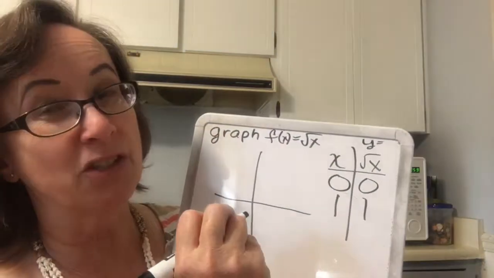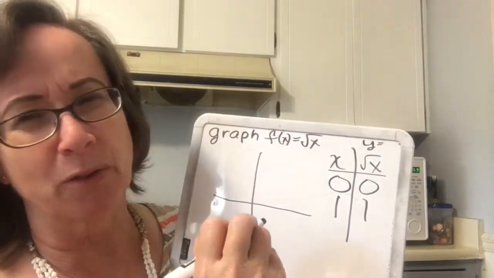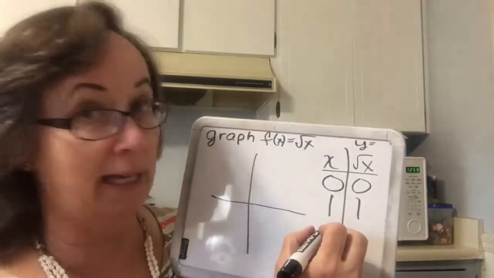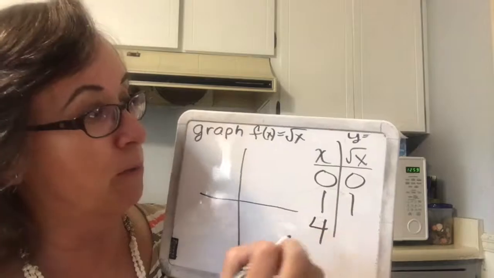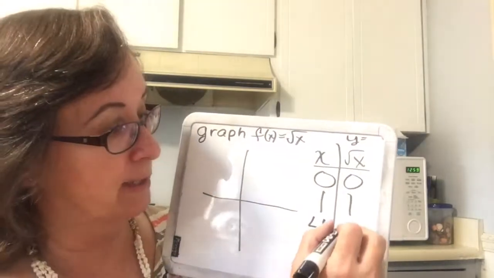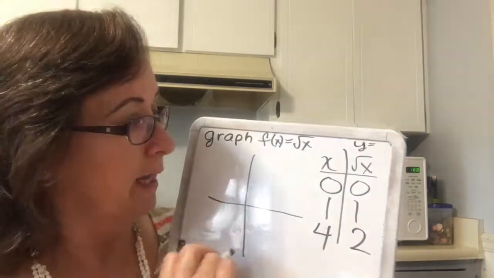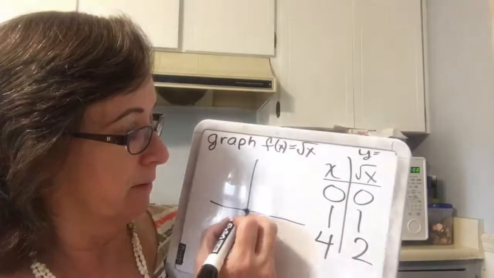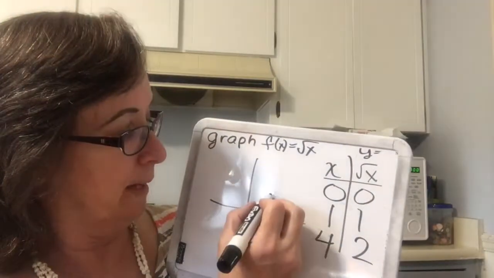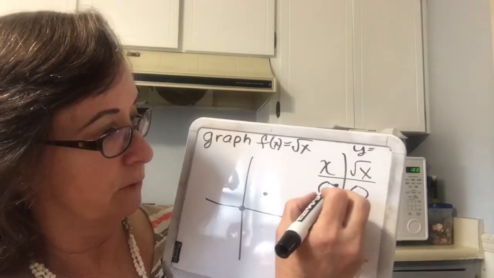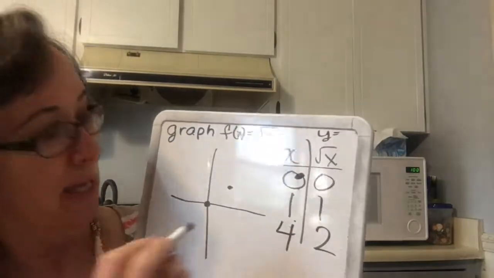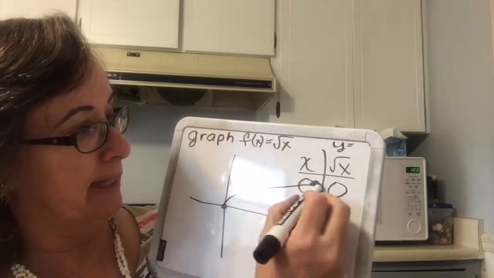If I plug in a 2, I get a weird number. So I'm going to go on to plug in a 4. And if I plug in a 4, the square root of 4 is 2. Okay, so I've got 0, 0, 1, 1, and 4, 2. So maybe over here, okay? And so I know it's going like this.